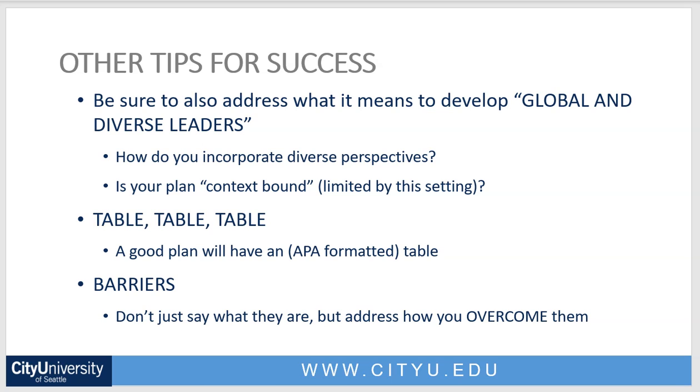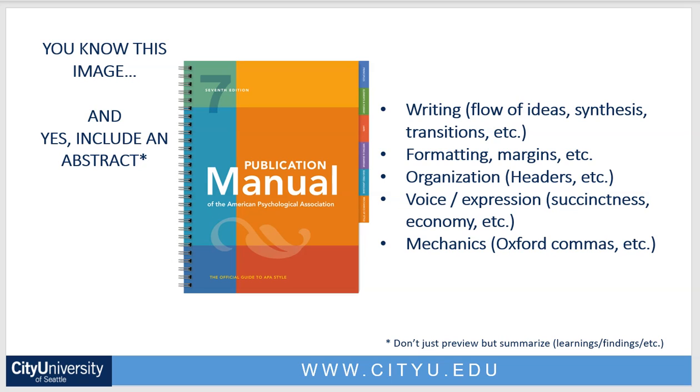Table. Let me go back to the table again. A good plan is going to have an APA formatted table, but the point is you should list out your steps and the detail in the narrative, and the table helps clarify that. So don't put everything in the table, but also put some things that can help clarify for the reader the aspect of the plan, the barriers, factors of success, etc. And once again, the barriers, don't just say what those barriers are, but you want to address how to overcome them.